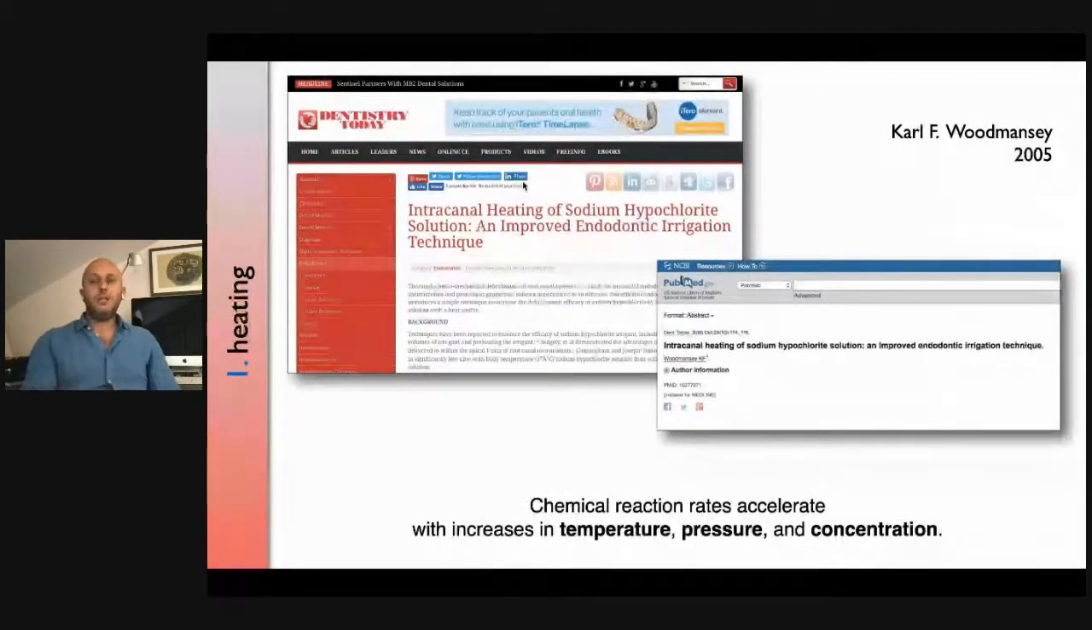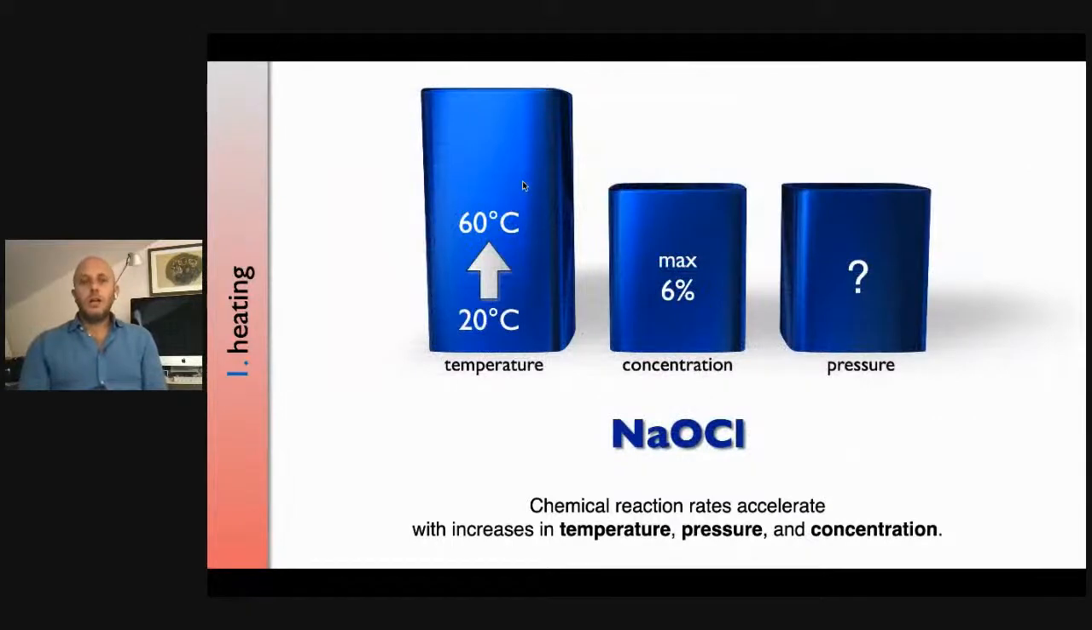that each chemical agent can improve its efficiency by increasing of temperature, pressure, or concentration. But when we work inside an open root canal, we cannot increase the pressure of the irrigating solution, because we are in an open space, in an open behavior. We perfectly know that we cannot increase the concentration of sodium hypochlorite more than 5 or 6%, because at 6% or more, the sodium hypochlorite is no more stable, no more efficient. So the only one parameter that we can change is the temperature of the irrigating solution.